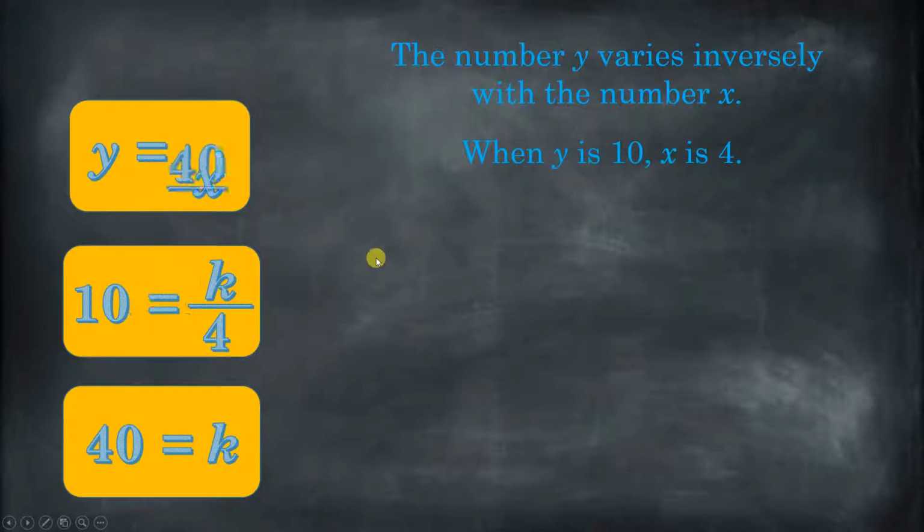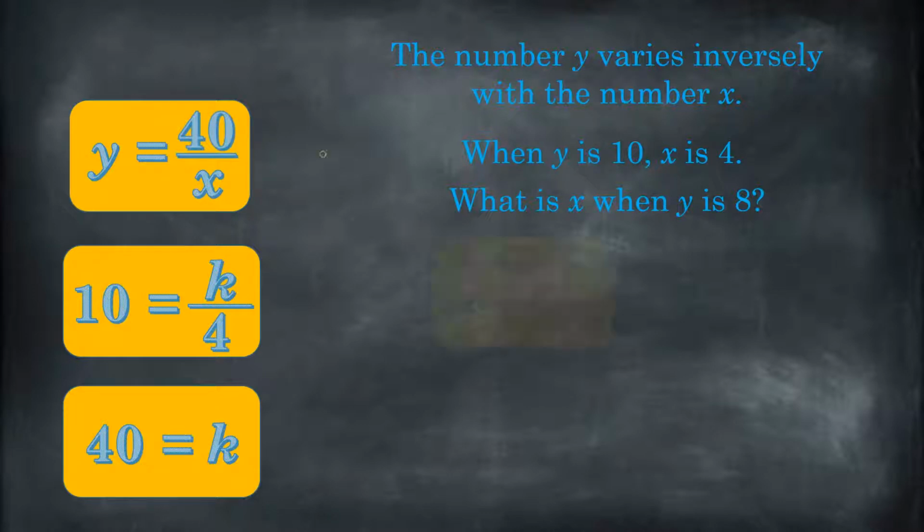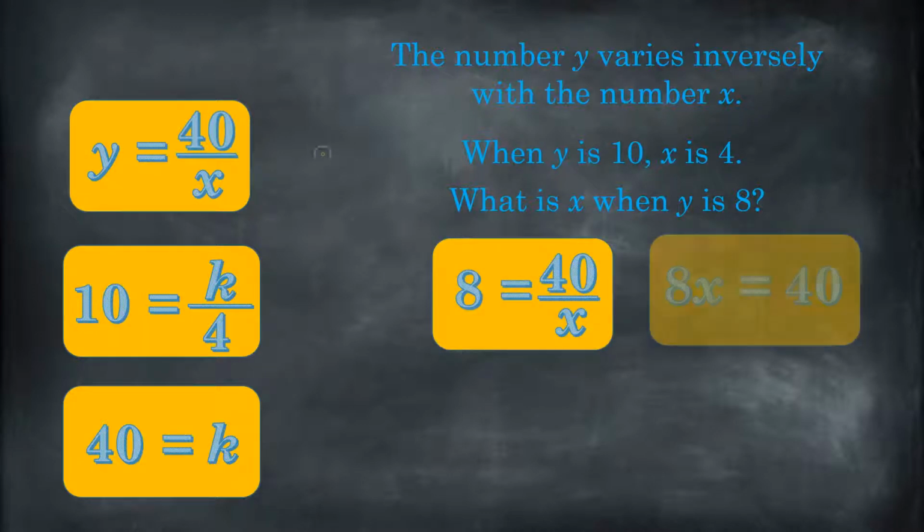And then the most important part is you have to write your formula. So y equals 40 divided by x. K is 40. Y equals 40 divided by x. That's what we're going to use to solve anything else that comes. So in this example, let's say y is 8, and we have to figure out what x is. Well, you put 8 for y, and you solve.